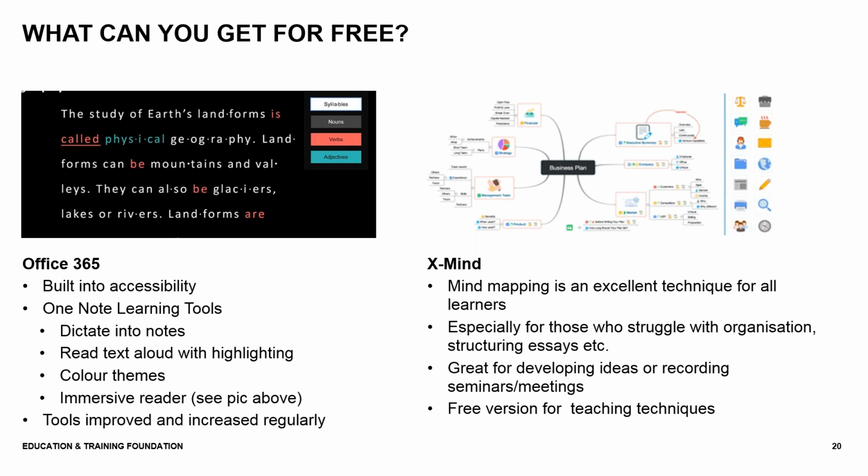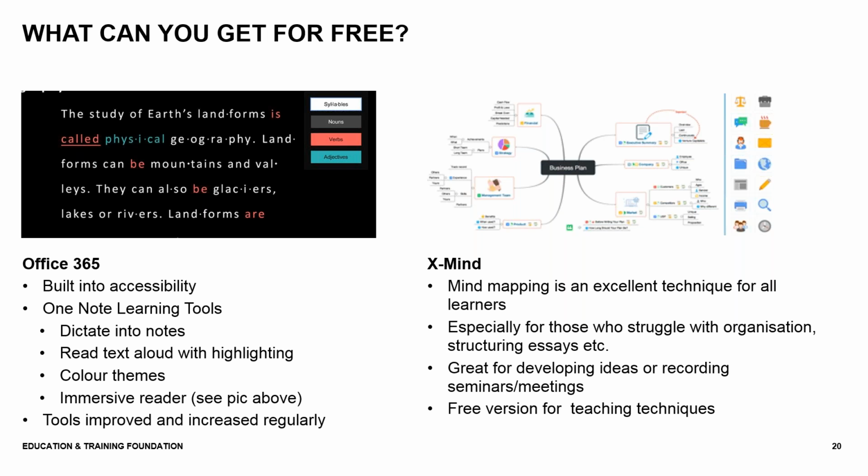So Office 365 is going to be really, really accessible, and it's changing pretty much week on week. There's more and more tools coming out. On the right of your screen is XMind, which is a mind mapping package. Now, mind mapping is a really useful technique for learners who struggle with organization or structure. Now, typically that might be someone with dyslexia, but obviously not always.